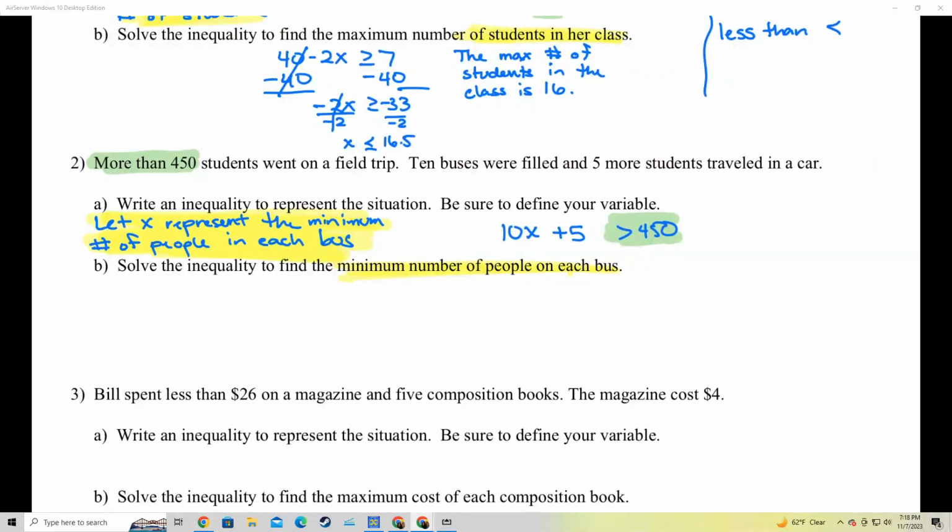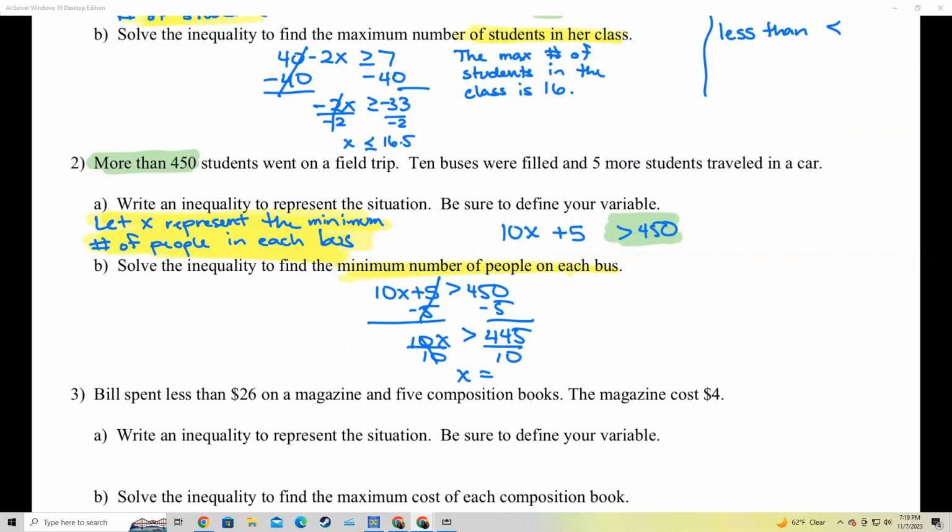I have 10x plus 5 is greater than 450. We're going to subtract 5 from each side. I got 10x is greater than 445. I'm going to divide each side by 10. X is greater than, now remember our trick here, when you're multiplying by 10, you move the decimal 1 time to the right. That means if we're going to divide by 10, we're going to move the decimal 1 time to the left, which means that decimal is going to go here and it's going to become 44.5.